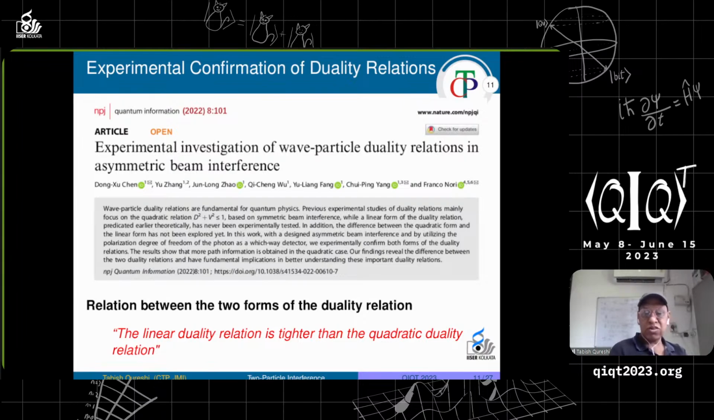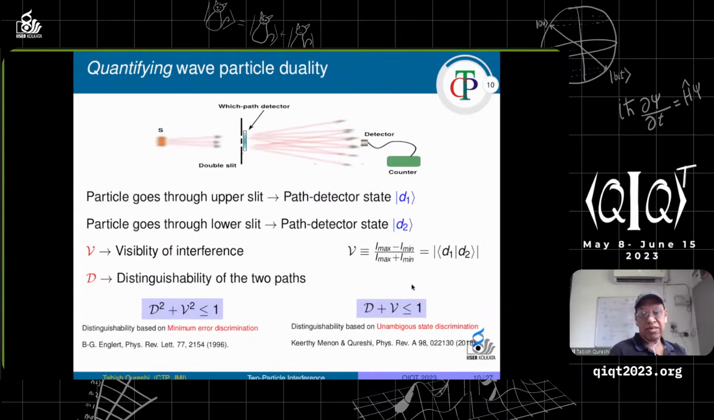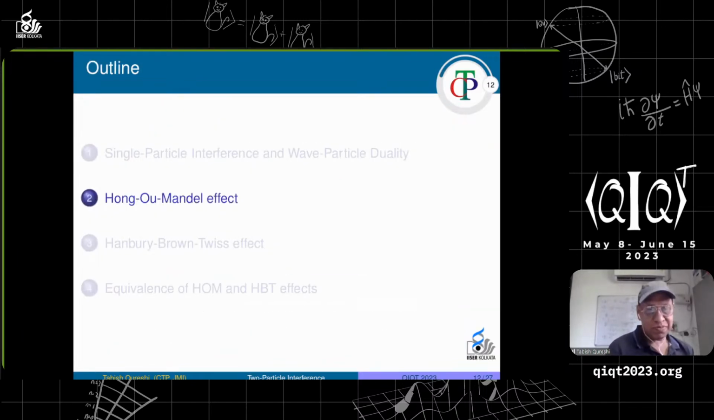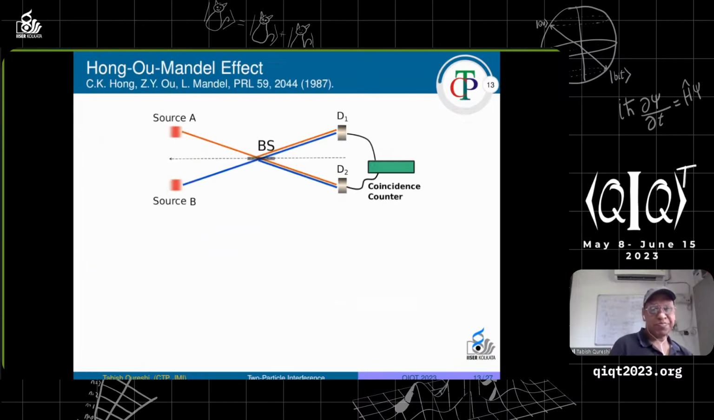For more than two slit experiments, we know that this is actually a good relationship, and this thing doesn't work for more than two slits. But even for two slits, these experiments have shown that this relation is tighter. Okay, now let us go to the two slit experiment.